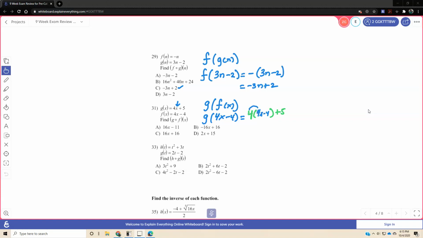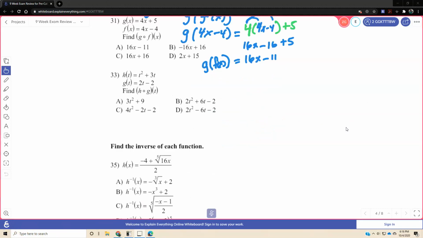So you have 4 times 4x gives you 16x. 4 times negative 4 gives you negative 16 plus 5. So you have 16x, negative 16 plus 5, negative 11. So G of F of x gives you 16x minus 11. F of G of n gives you negative 3n plus 2. That is composition.